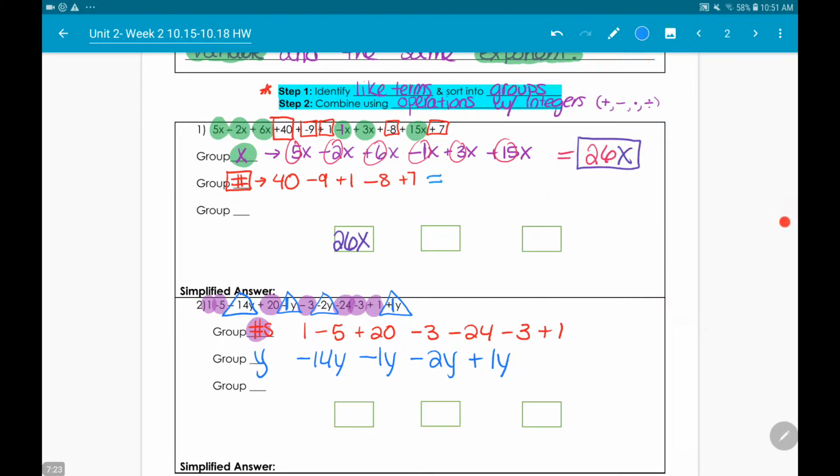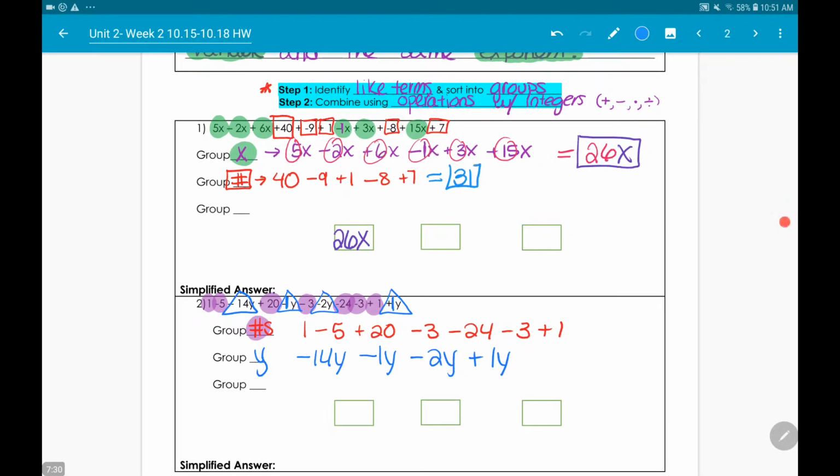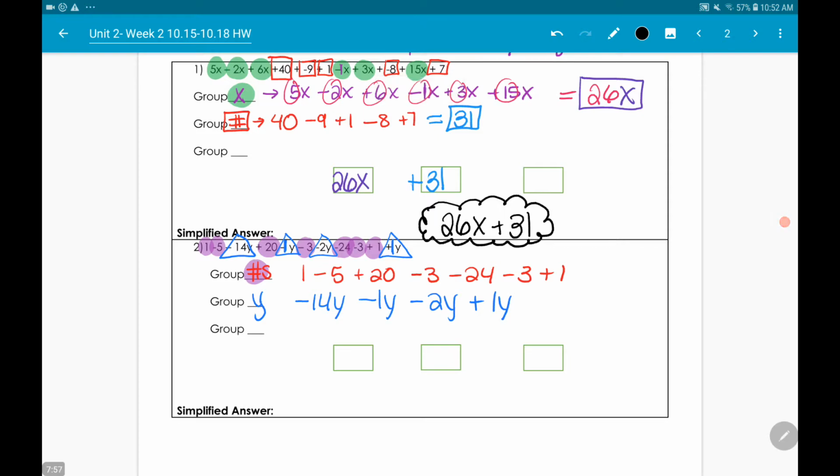Okay, so now I'm going to do the same thing for my numbers. I'm going to simplify them. And I get 31. And that was just a number, so it has no x with it. And it is a positive. So to write my simplified answer, I take both of these things and I just put them together and I get 26x plus 31. Now, they are not like terms, so they do not go together. It stays like that.